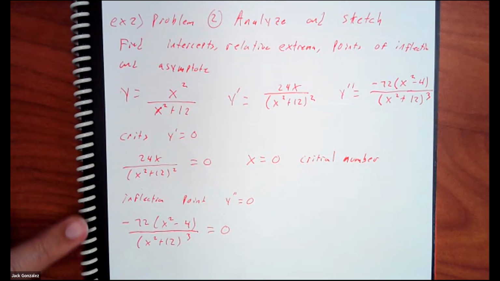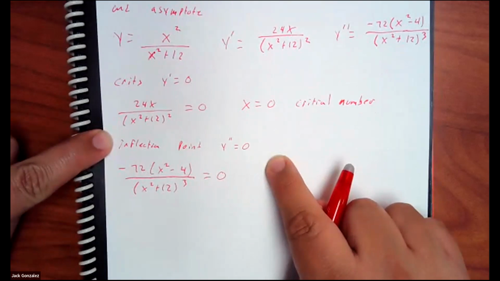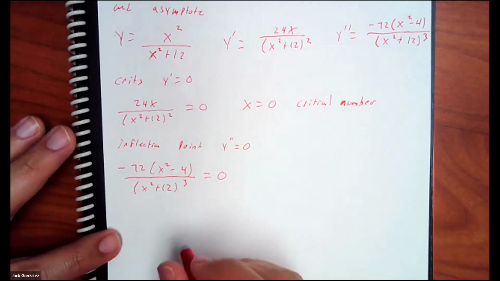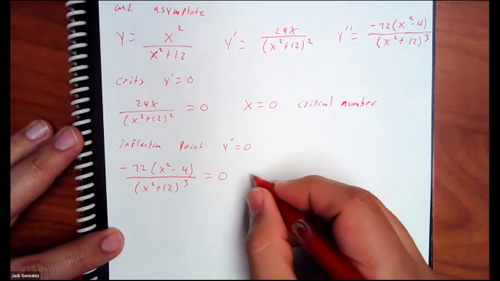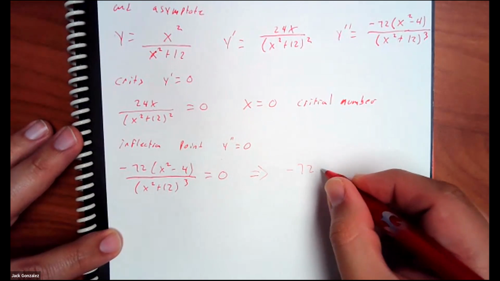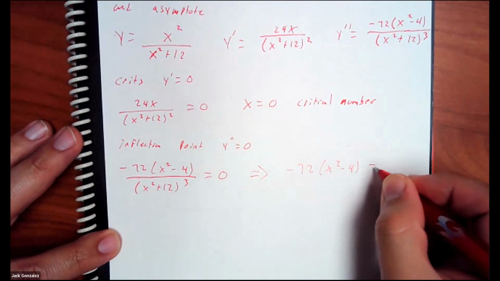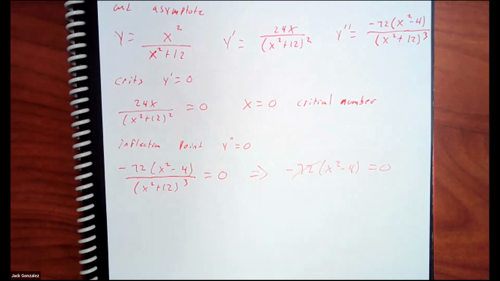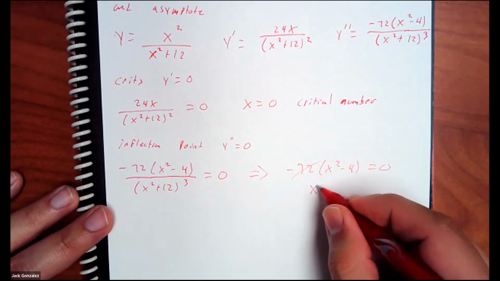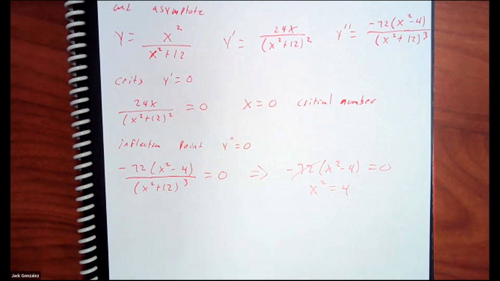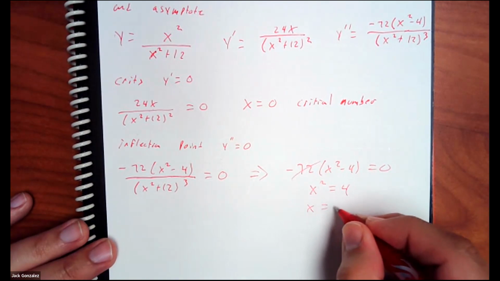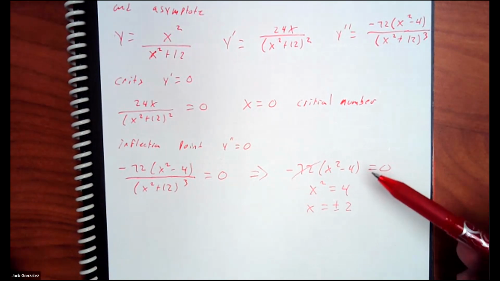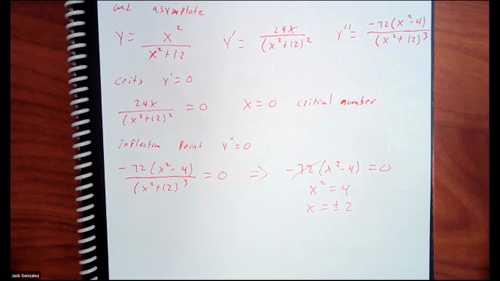Okay, so inflection point. We only care about the numerator. So set that to 0. The negative 72 x squared minus 4 equals 0. But 72 doesn't matter because you can divide it out. X squared equals 4. Square root both sides and you get x equal to plus or minus 2. So do your algebra and you're going to get this. Okay, so we have 2 inflection points. Weird.